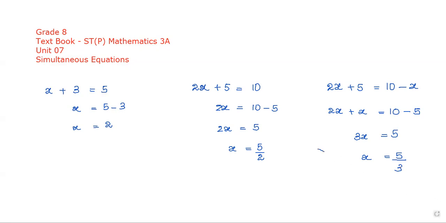But today we are going to learn how to solve equations when you have two variables together. For example, let's say you have x plus y equal to 5. This is an algebraic equation, but you have two variables. So how are we going to find the values? Simultaneously, they will give you another equation: 3x plus y equal to 7.